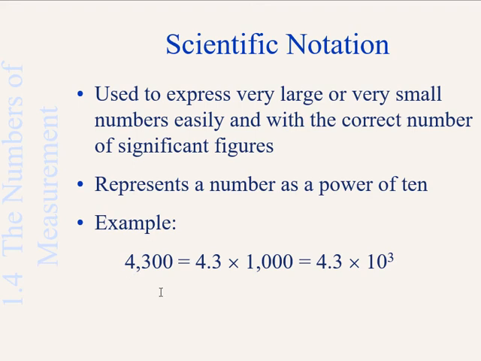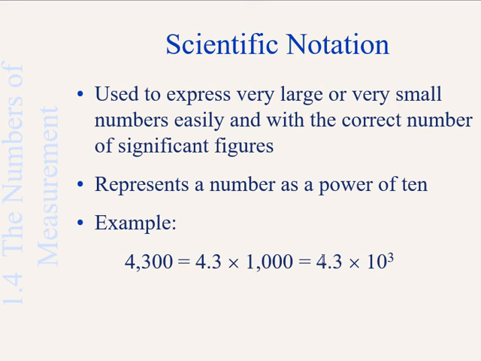In scientific notation, we have two parts. If you look at the right here, which is the correct scientific notation for this number, we have 4.3 times 10 raised to some exponent. 10 is the base and this is the exponent, 3. This here, 4.3, is called a coefficient.